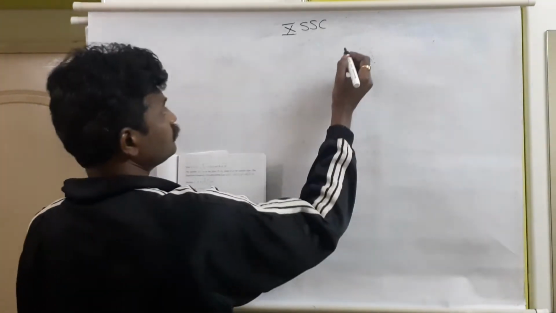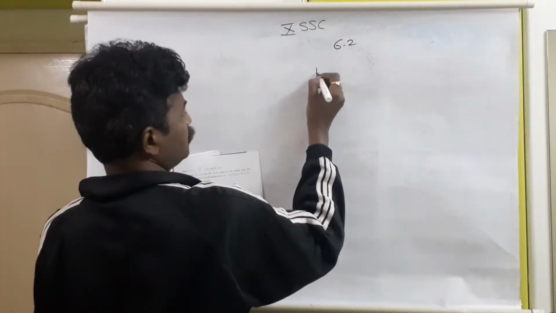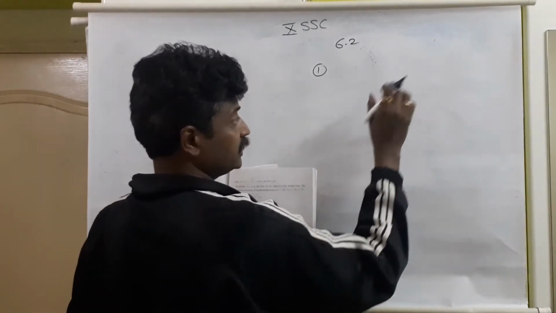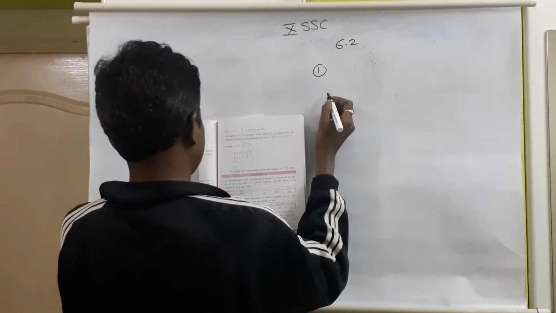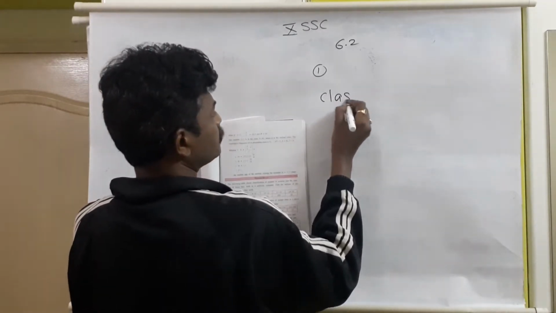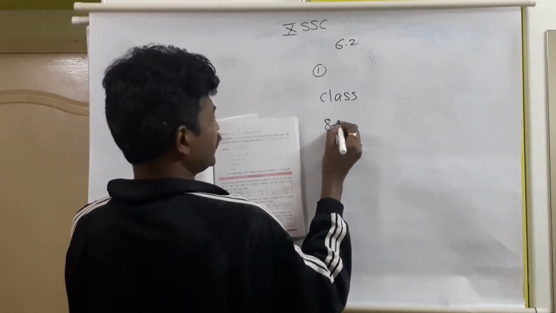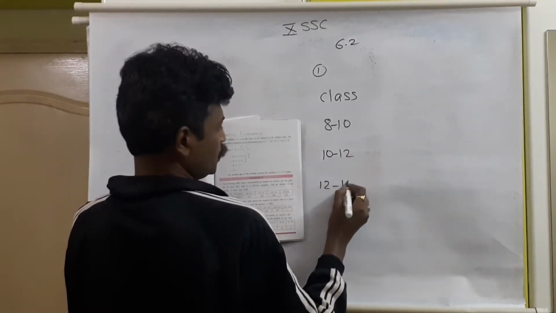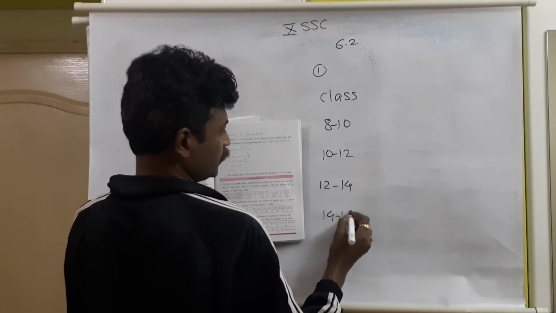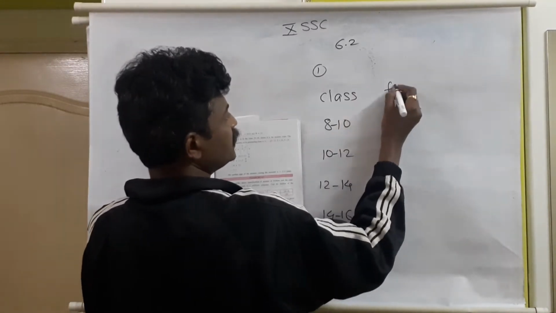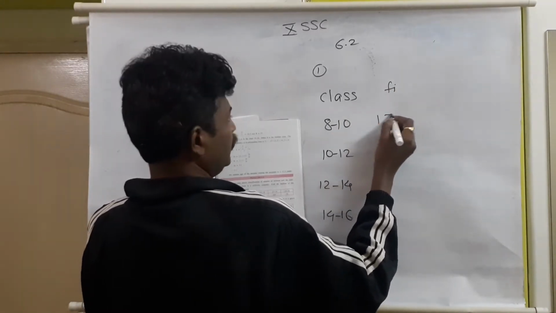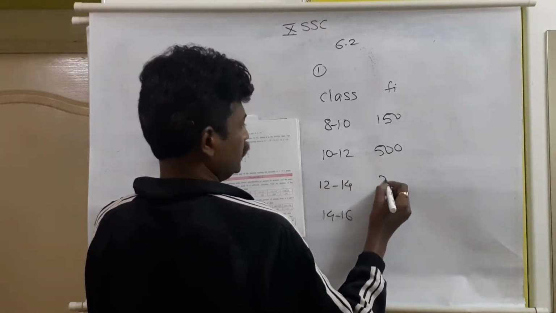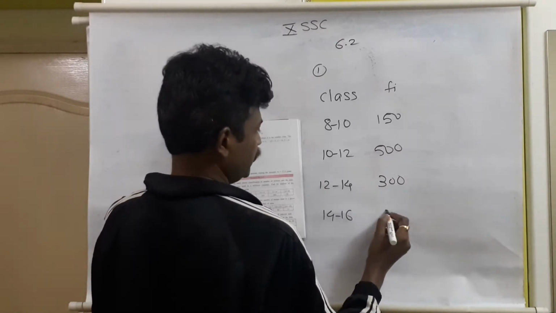First sum, 6.2, question number 1. We'll be needing the class, then continuous class if the classes are not continuous, then frequency and CF. So first we will write the given classes. Here the first class is 8 to 10, next is 10 to 12, next is 12 to 14, and the last is 14 to 16. Frequency is given as 150, then 500, then 300, and the next is 50.